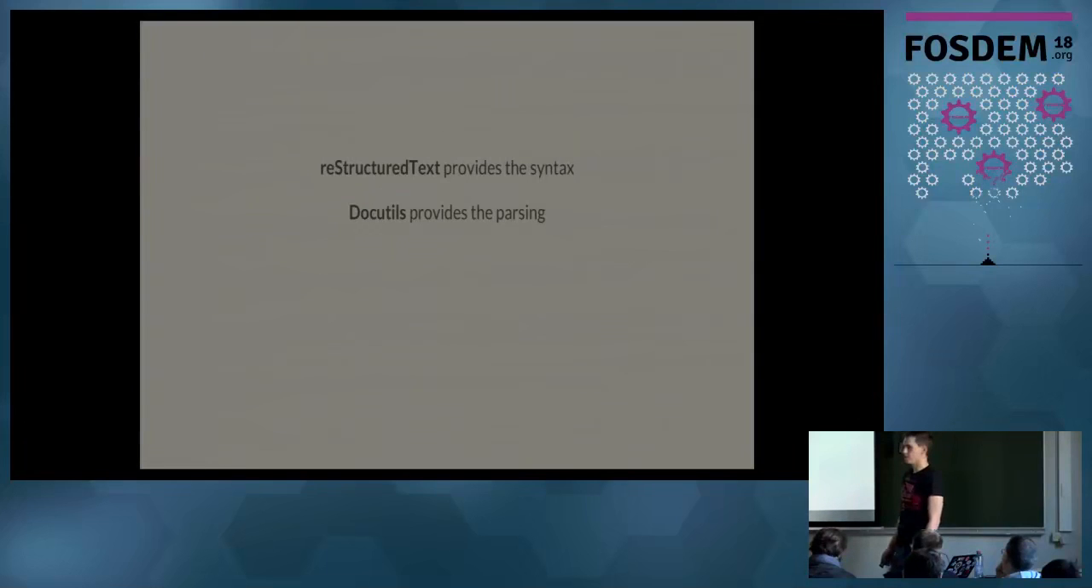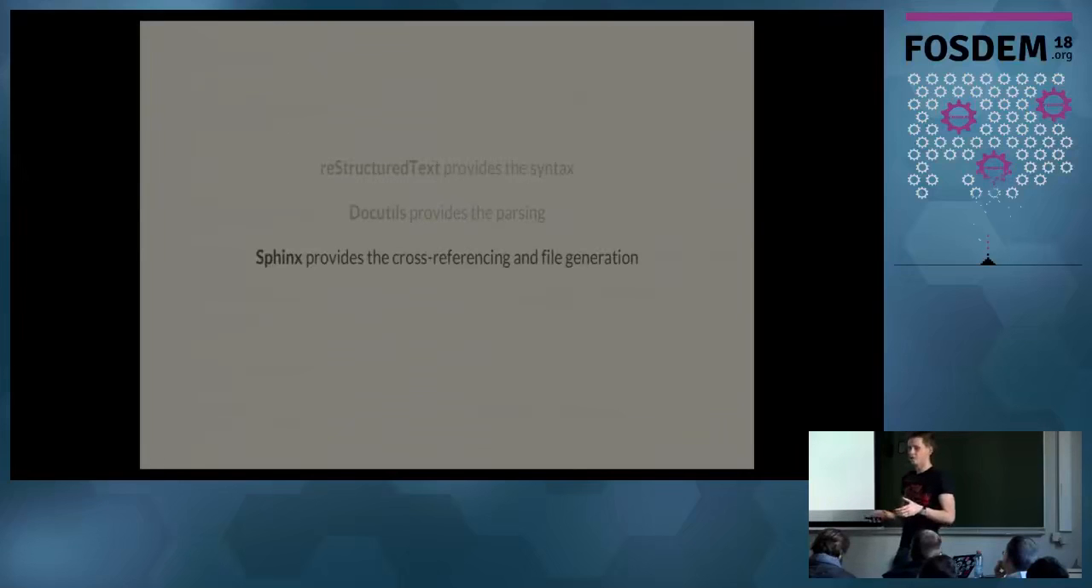So reStructuredText is essentially your syntax. Docutils is the thing that converts that syntax into your output form. Docutils also supports other kinds of readers. Markdown, for example, was added recently as part of a separate extension. But reStructuredText is the thing that most people will be familiar with.